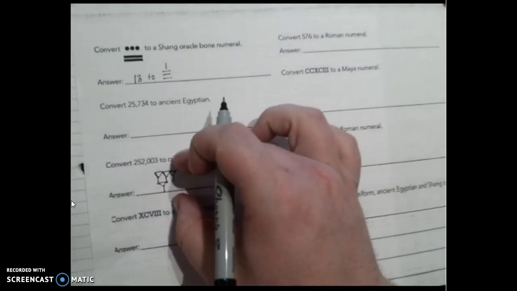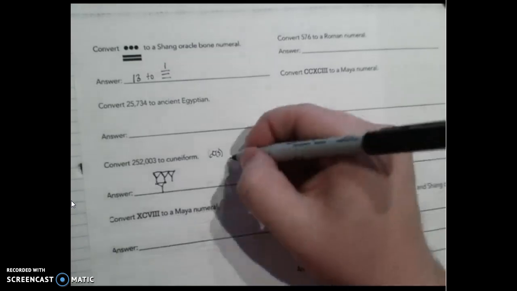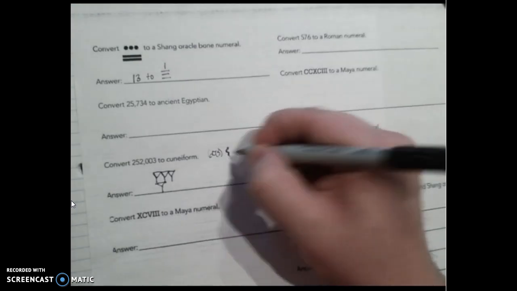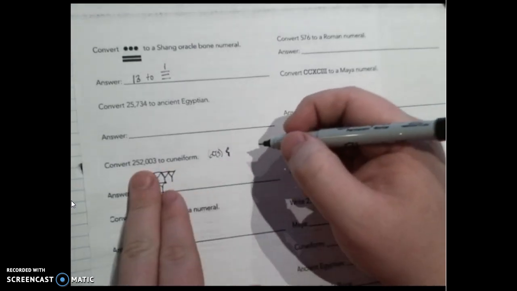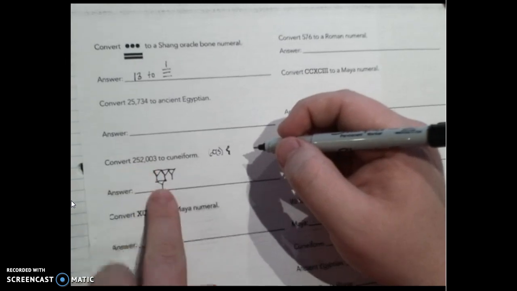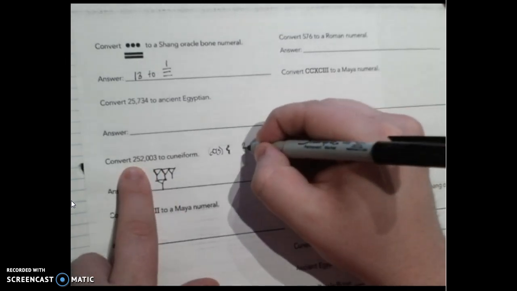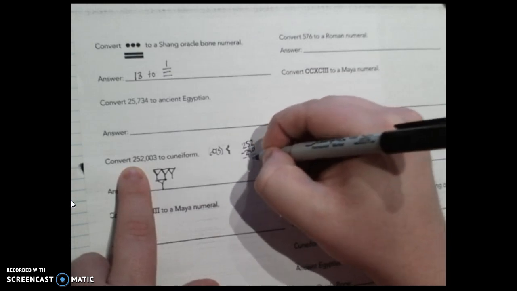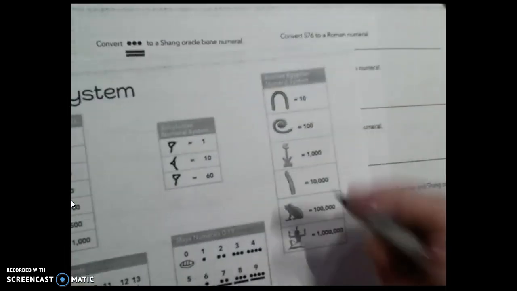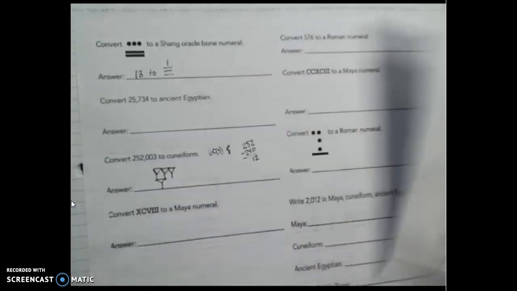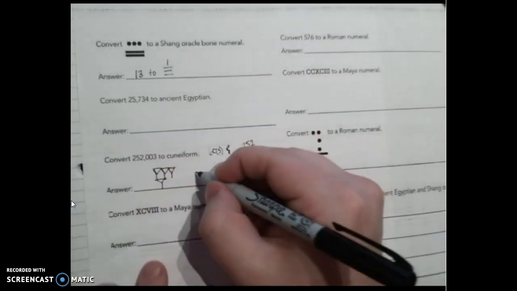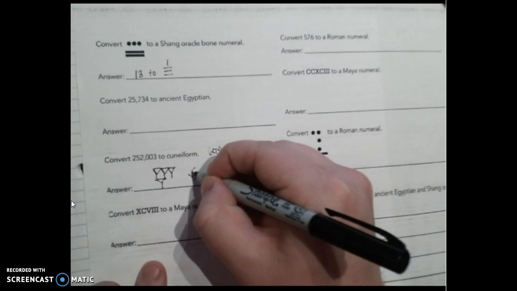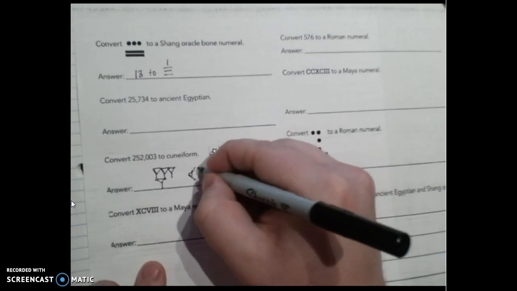Then we're going to leave a space, and this is going to go to our ones place. All right, so we leave our space, and then we're going to go to our ones place. And we still have, if we do this, 252 minus 240, we still have 12 left. And if we look back at our number, we can do 10 and 2 ones. So we left our space, and then we'll draw a 10 symbol and 2 ones.